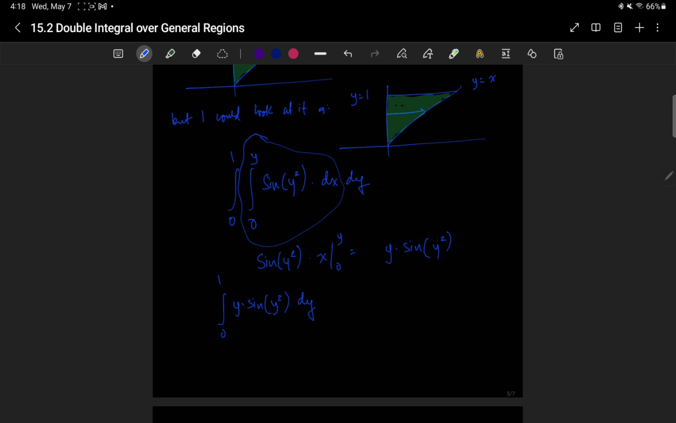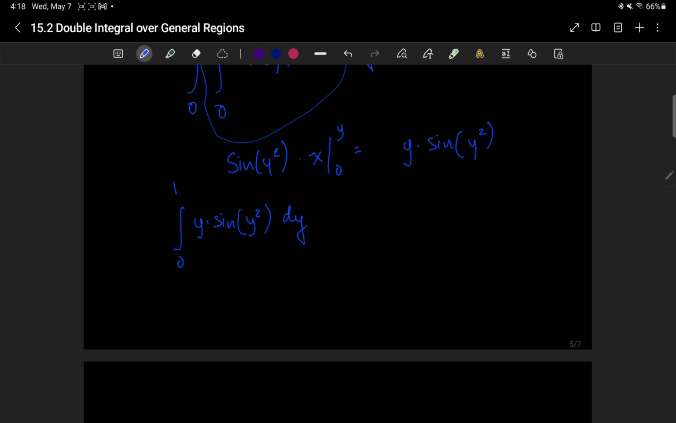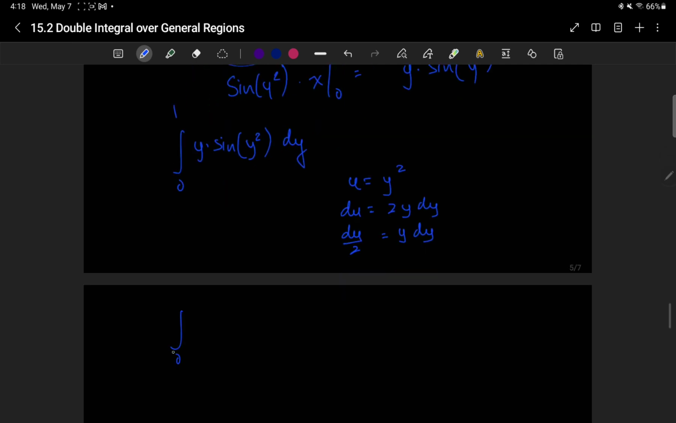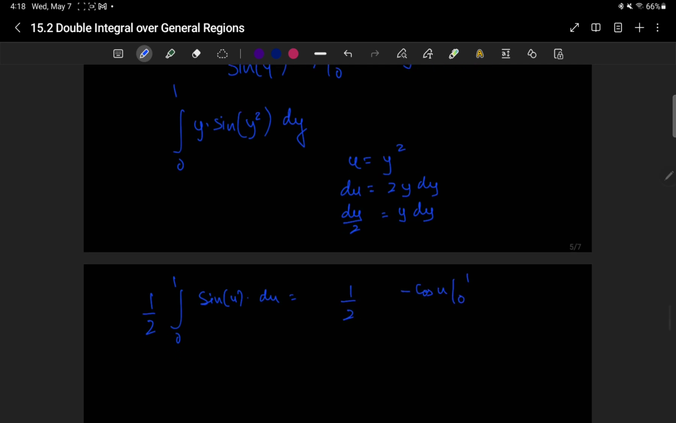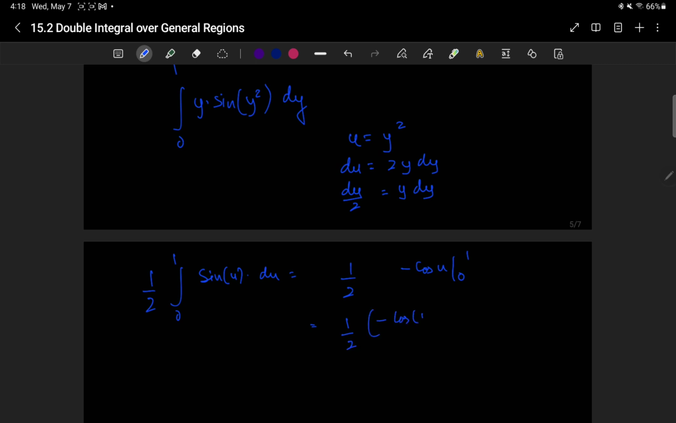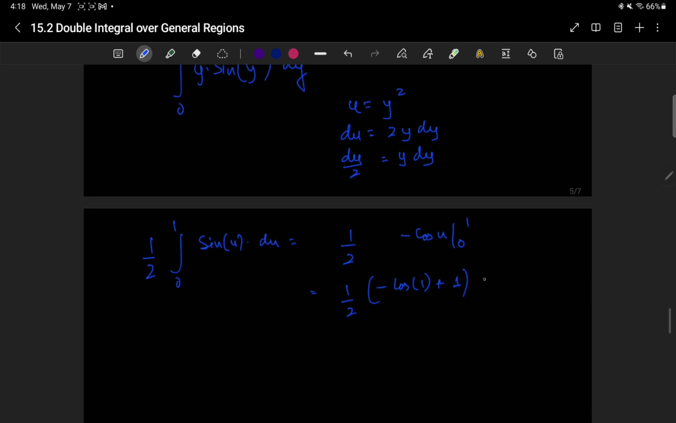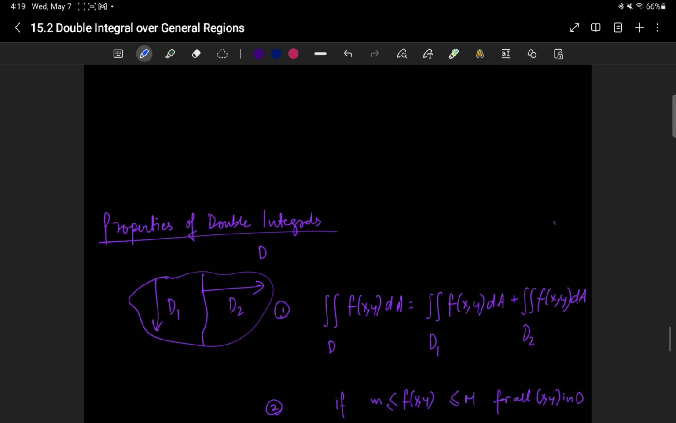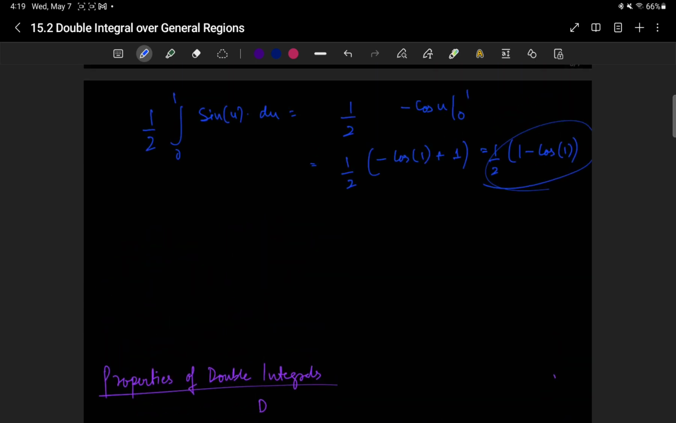Now this is not a problem because it's not just sine y squared. There's a y outside. So we can use a substitution to get du is 2y dy. Y dy is du over 2. 0 to 1, 1/2 sine u du. 1/2 negative cosine u 0 to 1. 1/2 negative cosine 1 plus cosine 0, which is 1. So it becomes 1/2 (1 minus cosine 1). So this becomes a powerful tool because now this can be used to evaluate certain double integrals which may not be possible in one order, but is possible in another order.